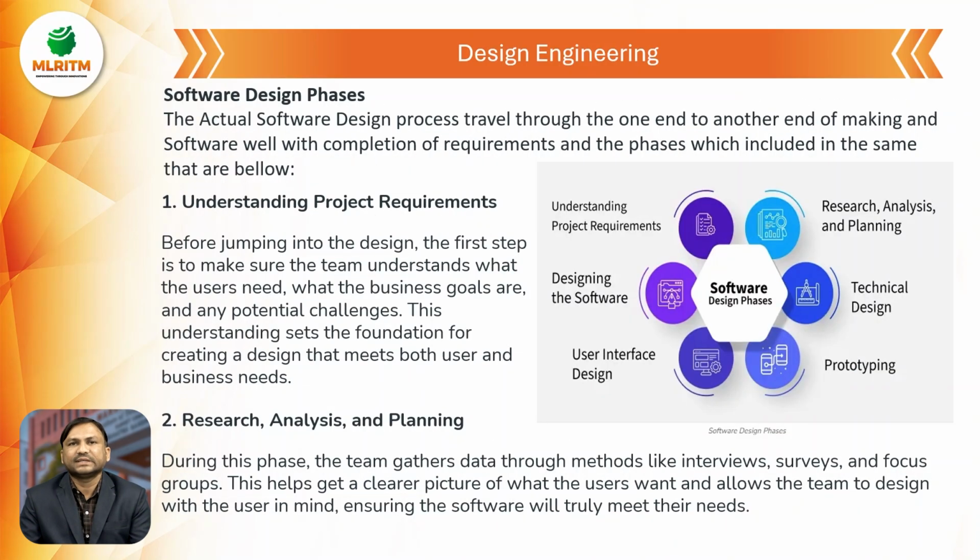Now we'll see the software design phases. Any software design consists of six types of phases. The software design phases travel from one end to another, from one phase to another phase. After taking the requirements from the customer, how the design takes place, the total process will be there in the software design phases.